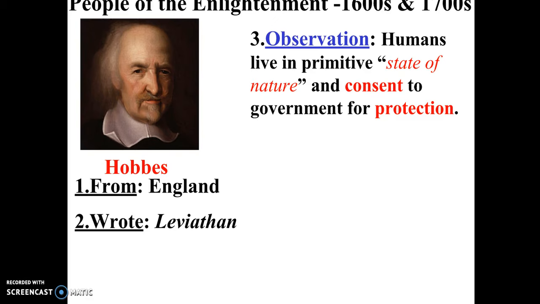Hobbes said the reason government has to exist is because you and I, without government, are so horrible. We will murder, we will steal, we will attack, we will rape. I mean, we will hurt each other if it's not for law and government. And so you and I consent to government to protect ourselves from each other. That's basically what it says.